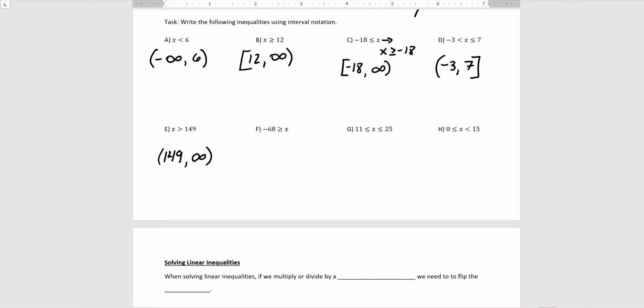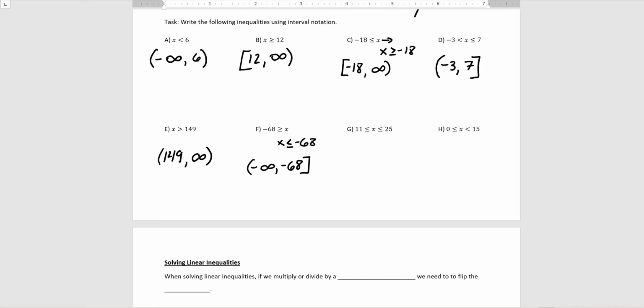Letter F: negative 68 is greater than or equal to x. All right, so that's the same as x being less than or equal to negative 68. I really like putting that variable first. I think it's easier to comprehend what this inequality is saying. So x is numbers less than or equal to negative 68. Well, if it's less than, it'll go all the way to negative infinity. And then we'll have negative 68 here with that hard bracket since it's less than or equal to. So negative 68 is contained within our solution.